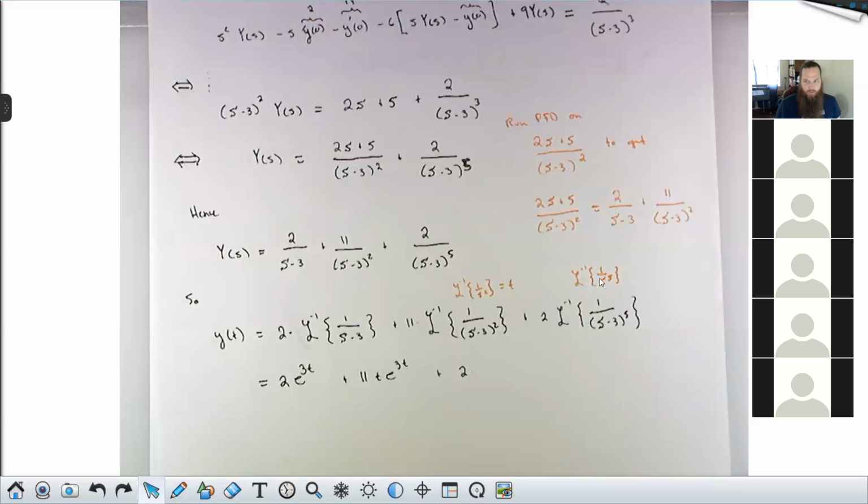t to the 4, divided by 4 factorial. So the big thing I'm looking for there is t to the 4, right? 1 over s to the 5, modulo some multiplicative constants, is the Laplace transform of t to the 4.